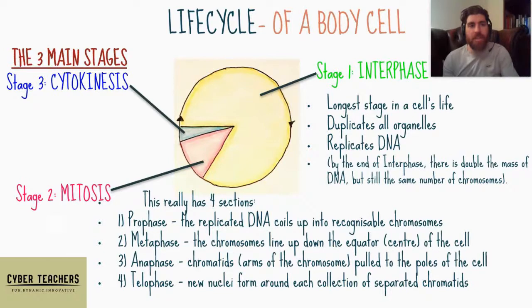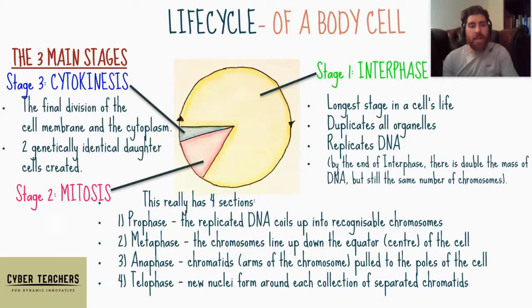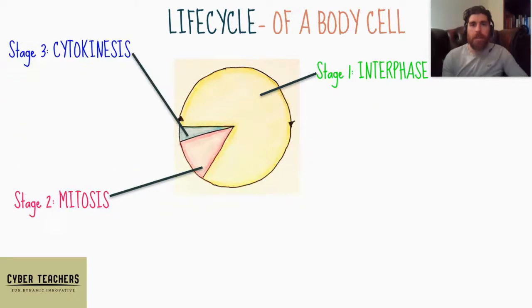Stage 3 is cytokinesis, and this is where the cytoplasm and the cell membrane divide once and for all, and they produce 2 genetically identical daughter cells at the end of this process. Each one of these genetically identical daughter cells then goes out on their very own cell cycle and enters interphase. Let's take a look at this life cycle again in slightly more detail.